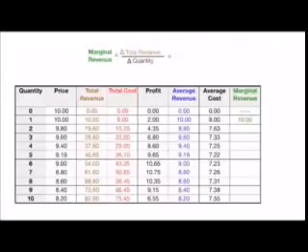If quantity increases from 1 to 2, then total revenue goes up from 10 to 19.60. And the way we make this calculation is we take 19.60 minus 10, divided by 2 minus 1. This is equal to 9.60 divided by 1. So marginal revenue is 9.60.